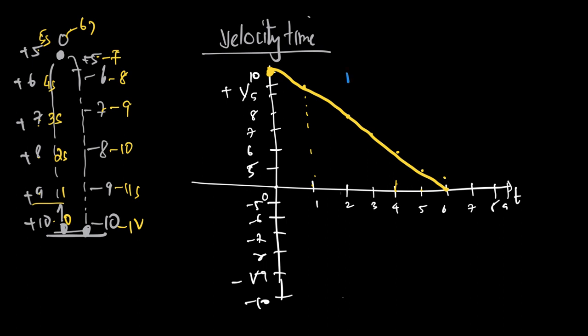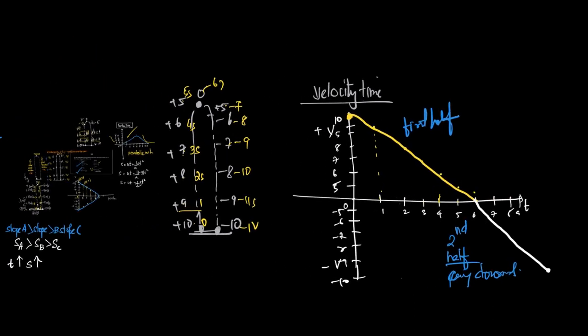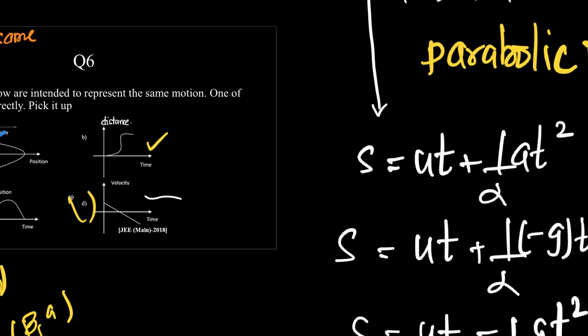Now what does this represent? This represents the first half of the motion. And what happens in the second half is that the velocity goes further like this and eventually comes to this point. So below this is the velocity time graph during the second half of the motion, or that is when the particle is coming downwards. Now let us have a look at the diagram. Look at the graph given. Is it the same graph given? Yes. So this is also the correct representation.